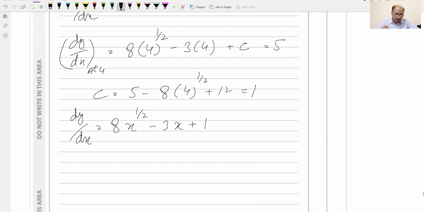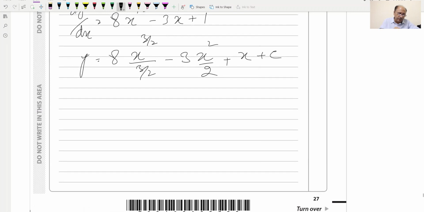Now we can find the second order, basically integrate once more and get y. So y is equal to 8x raised to 3 by 2, since 1 by 2 plus 1 is also 3 by 2, divided by 3 by 2, minus 3x squared divided by 2, and plus x plus c, and this is what we have integrated. Now we can simplify. This will be y is equal to 8 divided by 3 by 2, which is 16 by 3, x raised to 3 by 2 minus 3 by 2 x squared plus x plus c.